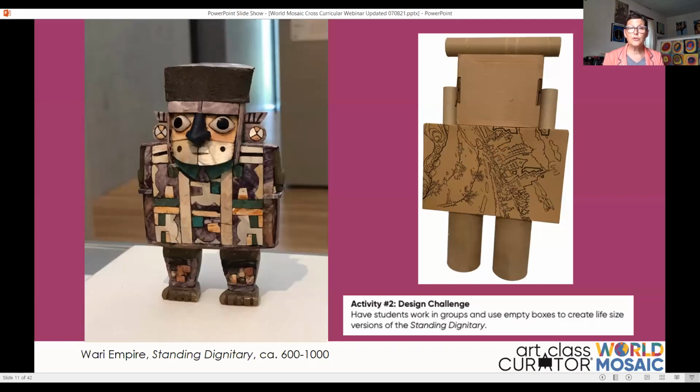This one is showing like a physical piece that you're going to make based on the art. And so it's not a complete copycat. Lots of the art that is associated with the World Mosaic lesson plans might be about the design of it, or the pattern, or the materials used. Some of it's based on the idea or the theme.